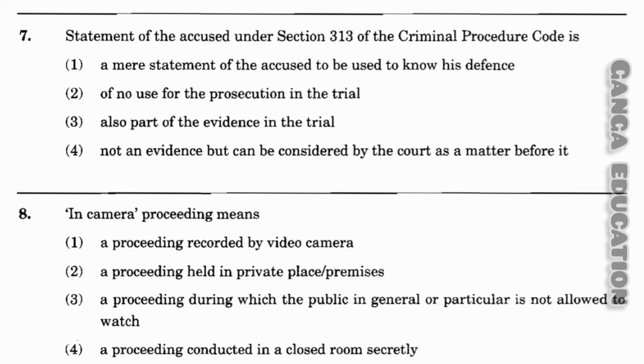In camera proceeding means option number 1, a proceeding recorded by video camera. Option number 2, a proceeding held in private place or premises. Option number 3, a proceeding during which the public in general or particular is not allowed to watch. Option number 4, a proceeding conducted in a closed room secretly. And the correct answer is option number 3, a proceeding during which the public in general or particular is not allowed to watch.